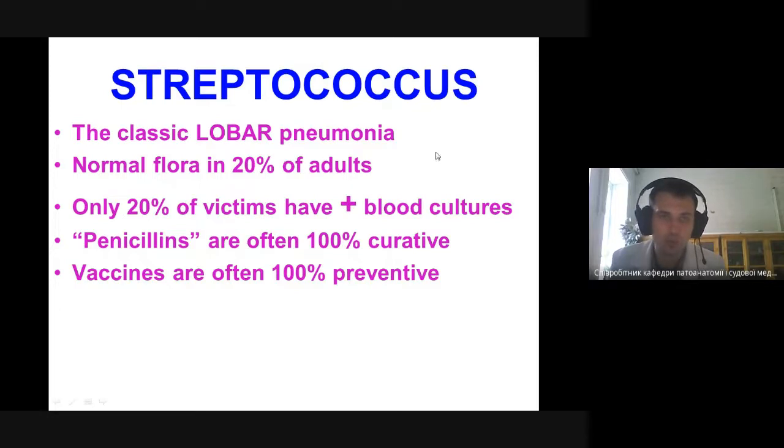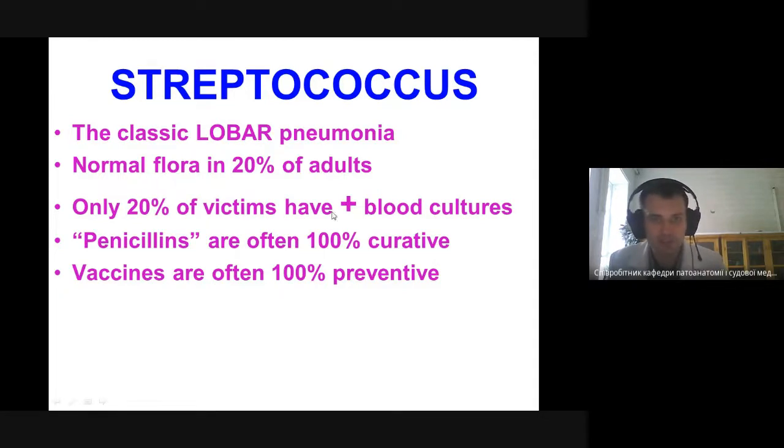Streptococcus, the classic lobar pneumonia, is normal flora, but with some level of immunodeficiency, not always AIDS, some level because of cold weather, because of low nutrition, or some somatic diseases, they can settle down in the alveoli.